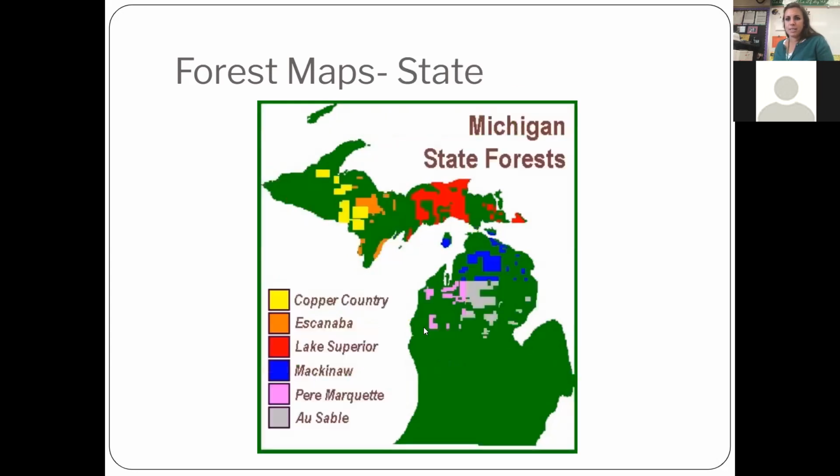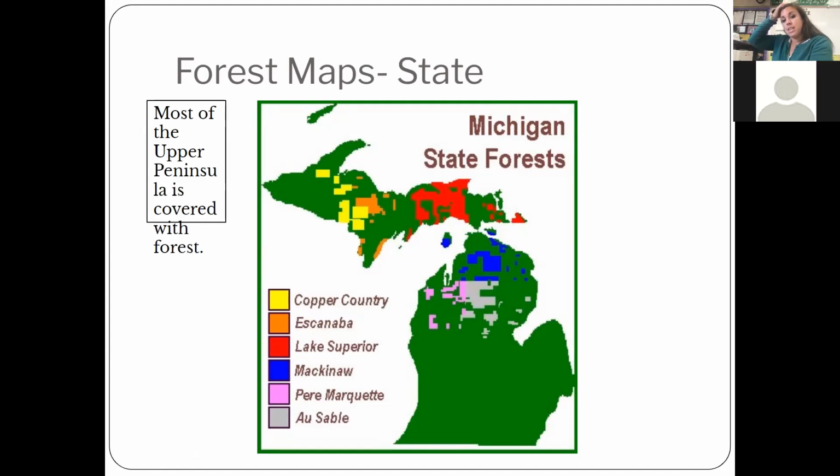But we have more forests than that. We also have some state forests. The yellow is the Copper Country. The orange is the Escanaba Forest. And remember, there was a river called the Escanaba River, which is so fun to say. The red is for Lake Superior Forest. The blue is the Mackinac Forest. The pink is Pere Marquette, and the gray is the Ausable, and there's also a river called the Ausable River. So these forests are protected by the state.